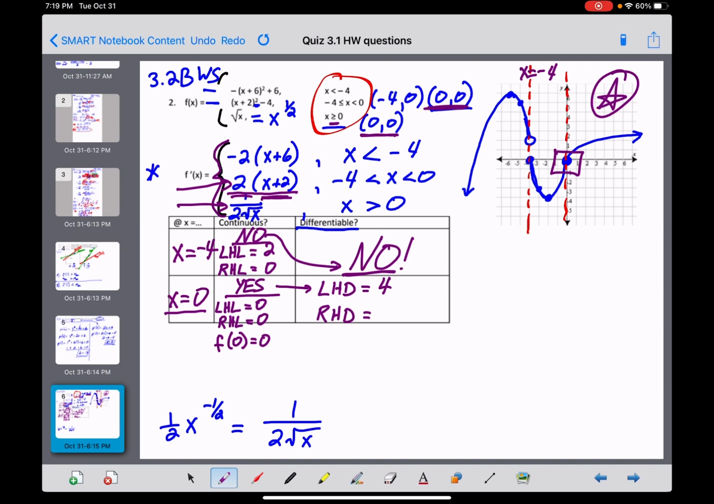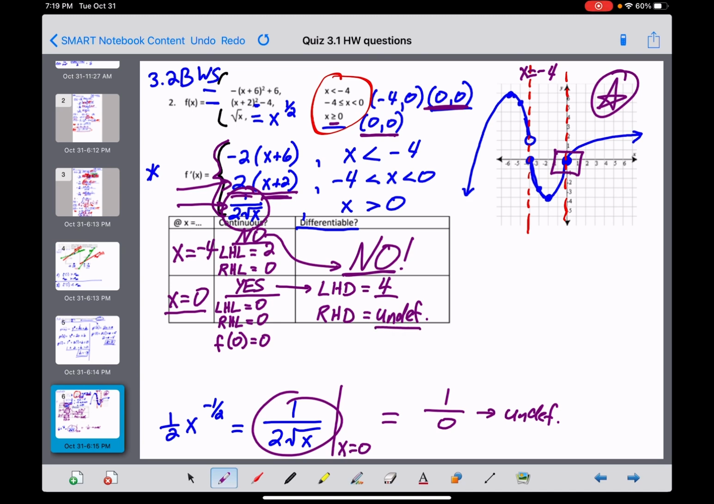Got it. And the right-hand derivative then is 1 over 2 root x. If we were to evaluate that expression at x equals 0, I think you guys are going to find very quickly that that becomes a 1 over 0, which is undefined. I better write that right here. So what have we shown here, guys? At x equals 0, the left-hand derivative and the right-hand derivative do not agree with each other. So this answer is a big fat no here as well.